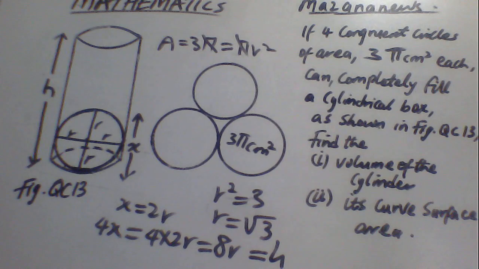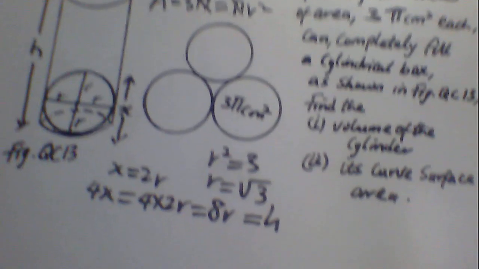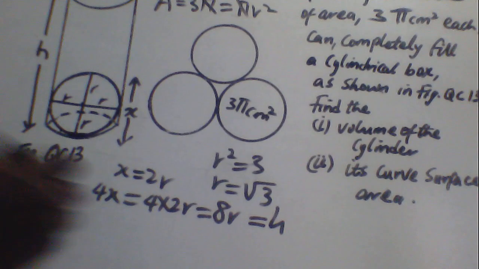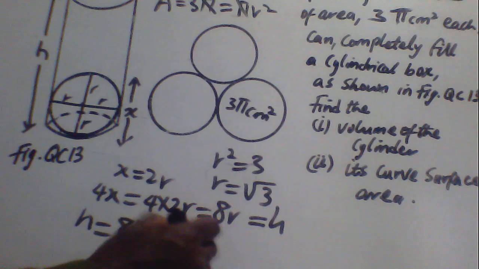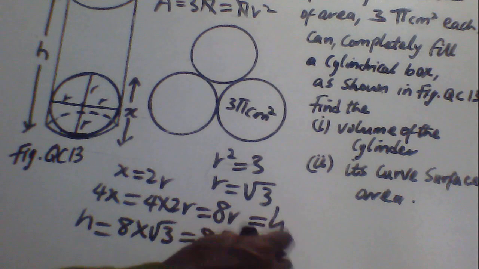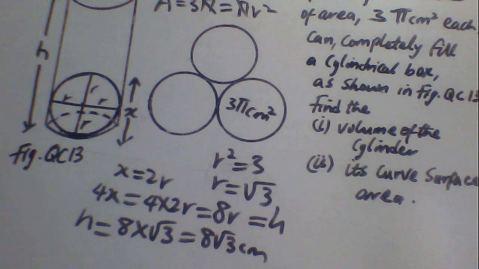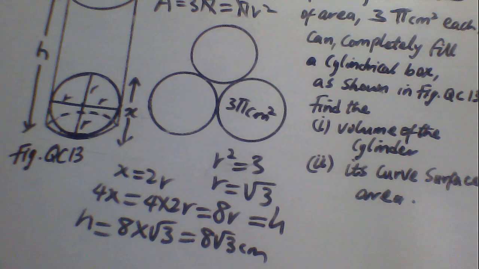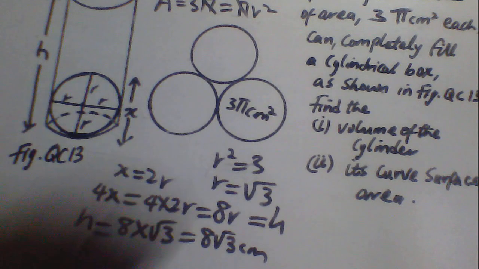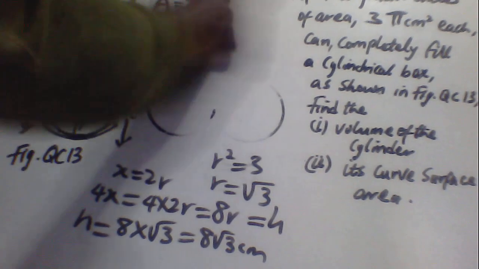So this is the first thing you have to do. We know that r is equal to root 3, and from this we can now find the value of h. So h is equal to 8 times root 3, and that gives us 8 root 3 cm. Now you have gotten h to be 8 root 3, and you already know the base area of the cylinder. You can now find the volume of the cylinder.